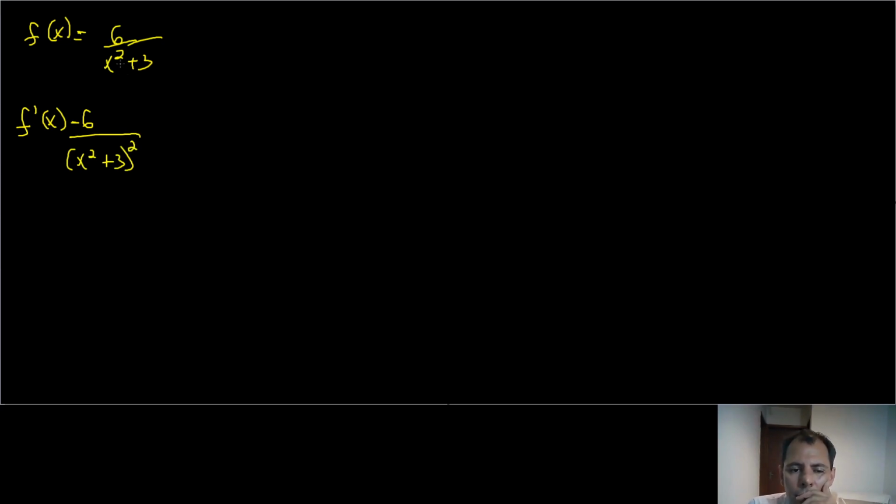You have to multiply by the derivative of the inside function, which is x squared plus 3, which is 2x. So you multiply this by 2x, and what you have is minus 12x. So I'm just gonna get the 6 out, and I'm gonna put a minus 12x. Okay. Great.